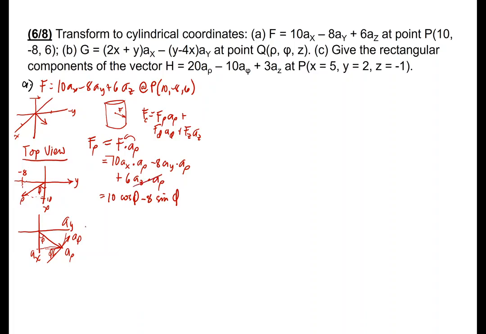Okay, this is 0 because regardless of whatever the value of your rho, the z doesn't change, so it means rho and az are orthogonal. That's why. Now the φ here is the tangent inverse of negative 8 over 10. So this is from the point at point P.